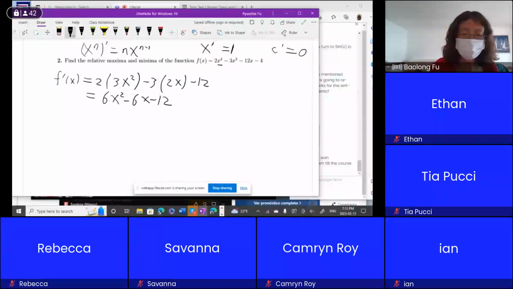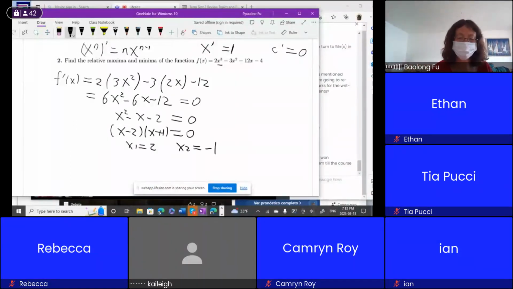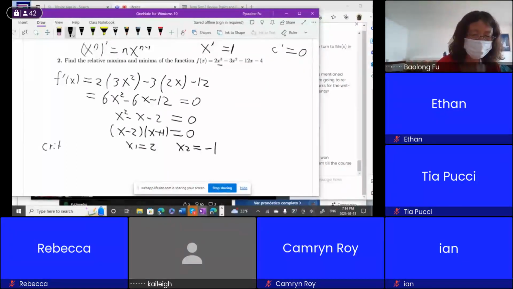And if you let this derivative equal to 0, you get, simplify this, x squared minus x minus 2 equal to 0. Factor this out: x minus 2 times x plus 1 equal to 0. So one x equals 2, the other x equals negative 1. So those are the critical values, critical numbers.